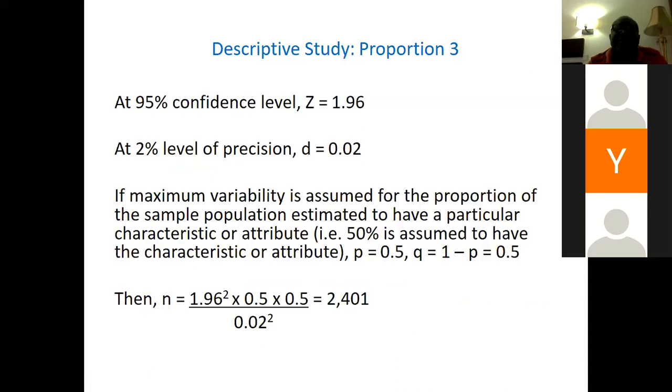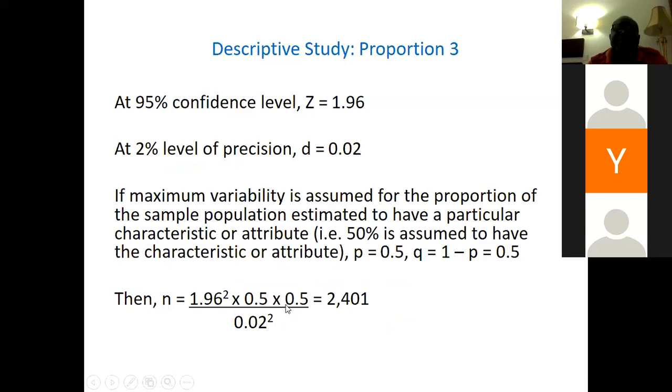So I think, look at just what Dr. Balogun was saying. What's that? Any question? Okay. Look at this one now. The prevalence, the d is 0.02, is small.